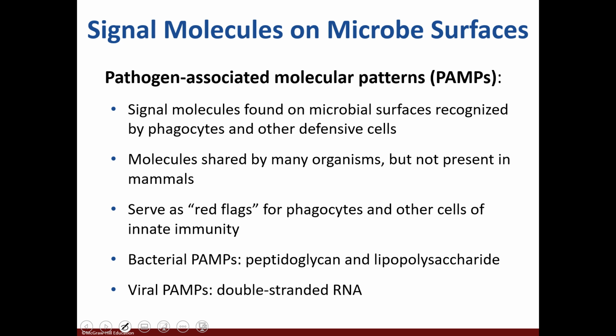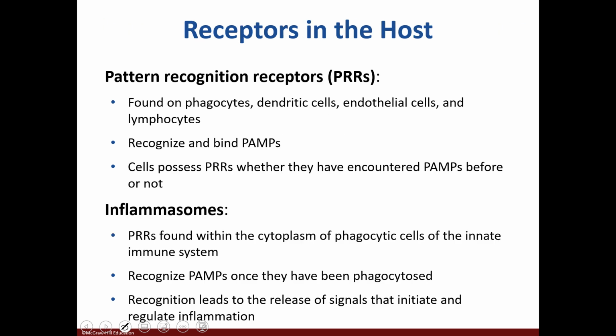PAMPs are recognized by phagocytes and other immune system cells. We as mammals do not have them, so they serve as a red flag to our immune system. Bacterial PAMPs include the peptidoglycan in the cell wall and the lipopolysaccharide. Viral PAMPs are the double-stranded RNA. The host has pattern recognition receptors, which can be found on immune system cells. They recognize PAMPs and bind to them. Inflammasomes are in the cytoplasm of phagocytes and recognize PAMPs after the pathogen has been phagocytosed. It then leads to inflammation.